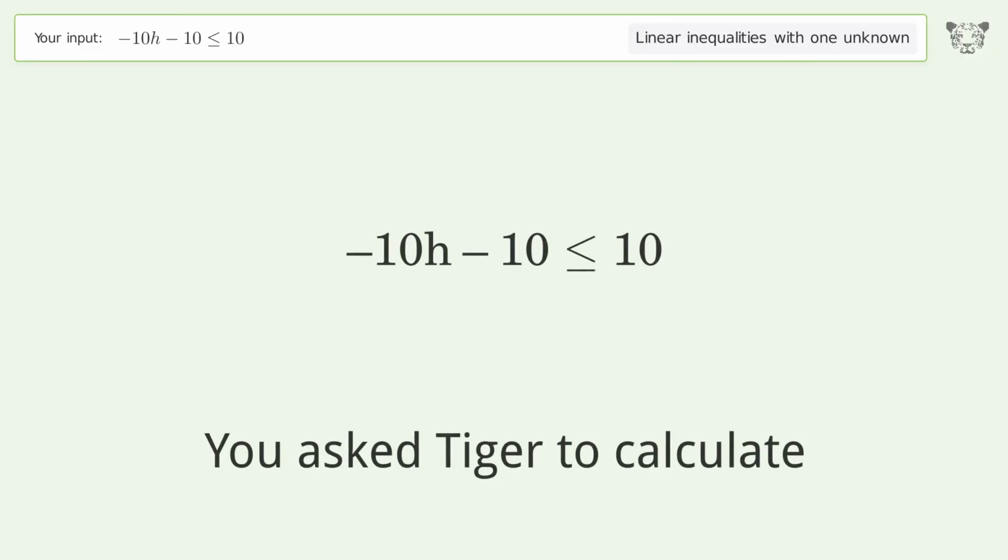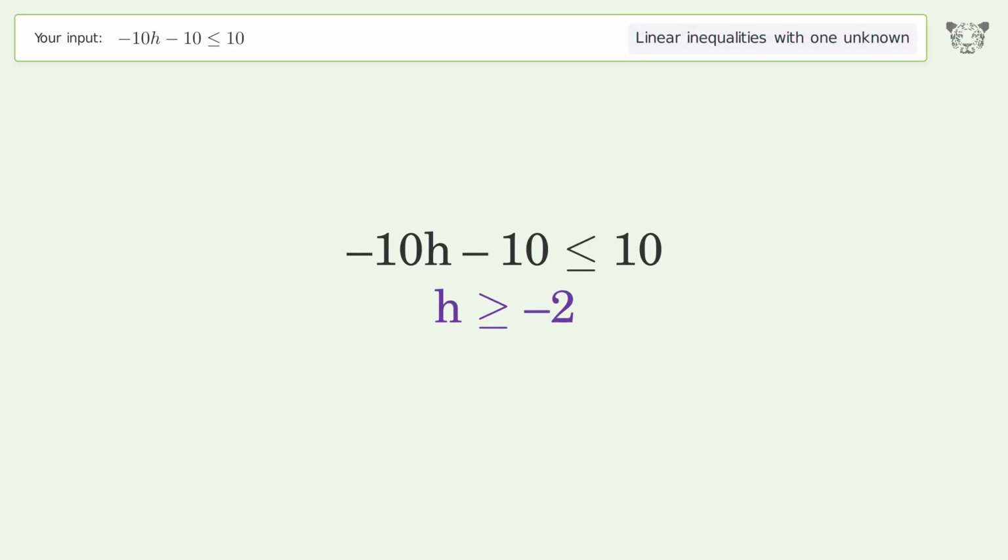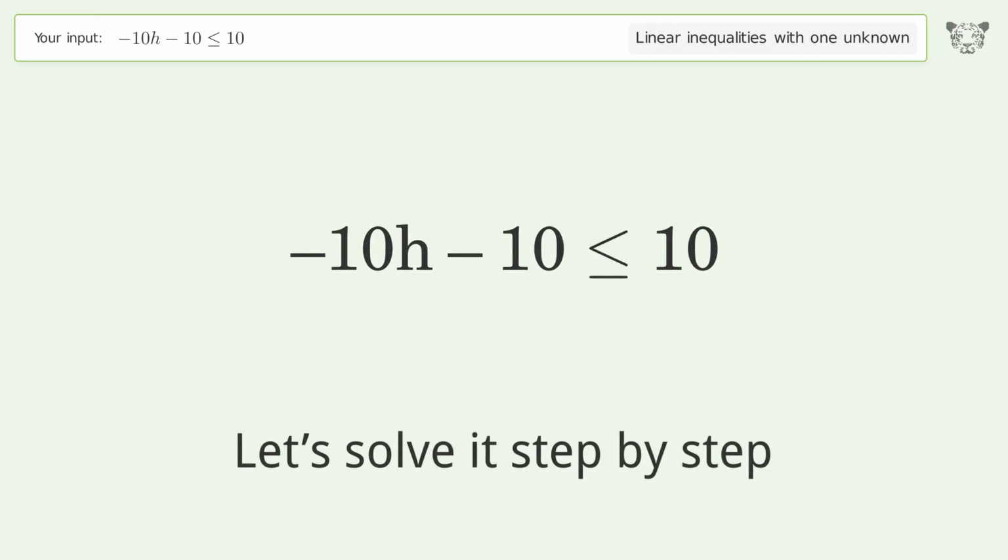You ask Tiger to calculate. This deals with linear inequalities with one unknown. The final result is h equal or greater than -2. Let's solve it step by step.